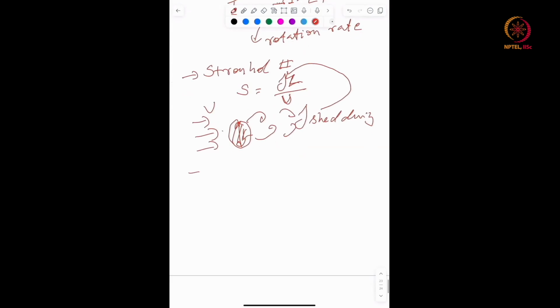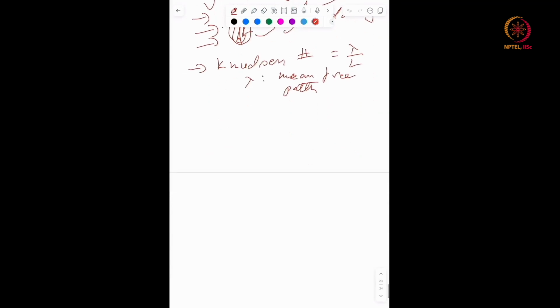You can have something called a Knudsen number also, which is basically represented as lambda by L, where lambda is the mean free path, and L is again the characteristic length. So you have lots of numbers like this. When you actually use these numbers for non-dimensionalization, these are accepted numbers, so to say. So this has got its own utility.